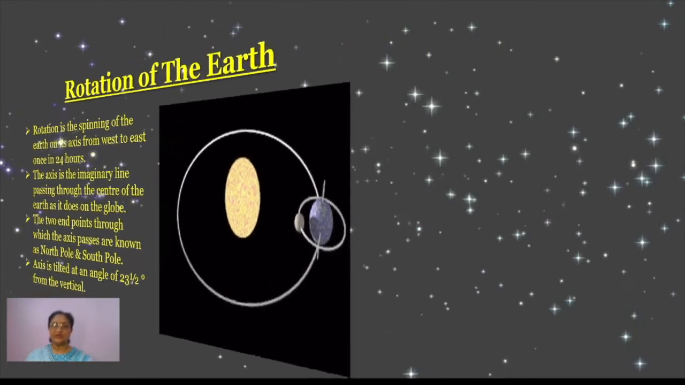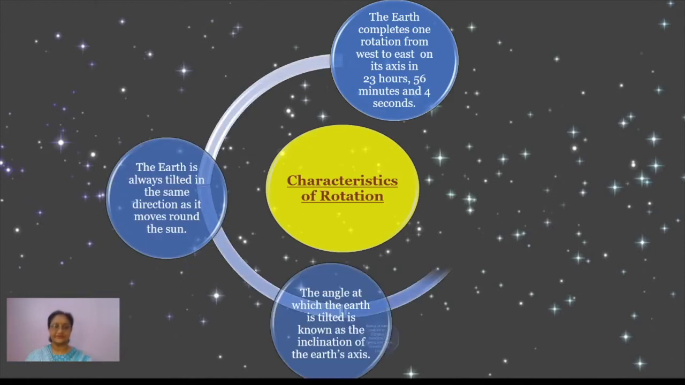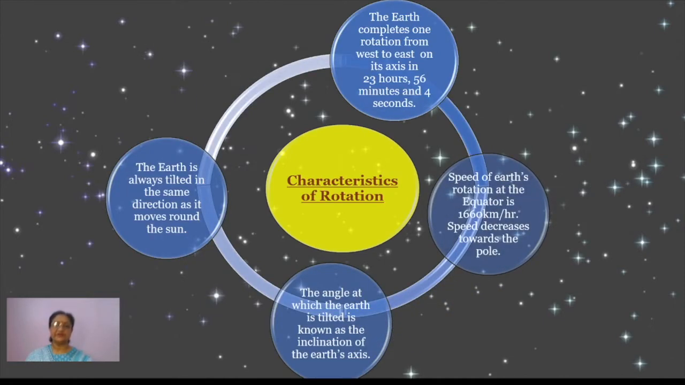Now when we talk about the various characteristics of rotation, we find that this movement is completed by Earth in exactly, you can see here, 23 hours 56 minutes and 4 seconds. When we say 24 hours, that is just a rounded-off value. So this is the actual time taken in completing one rotation.